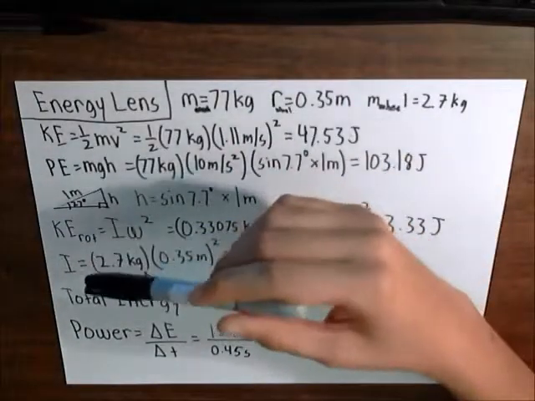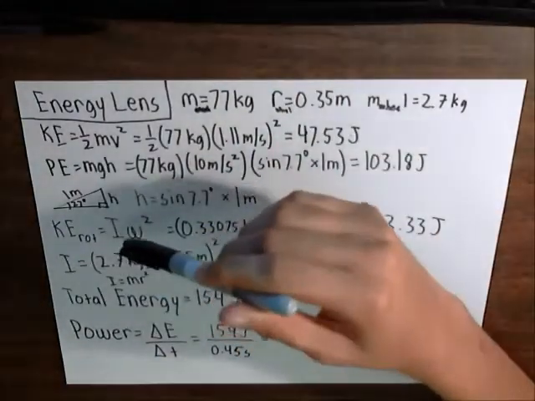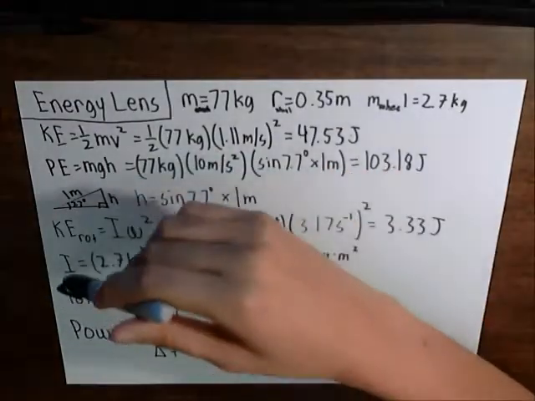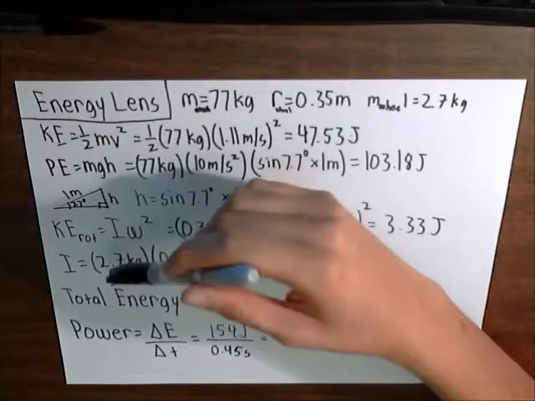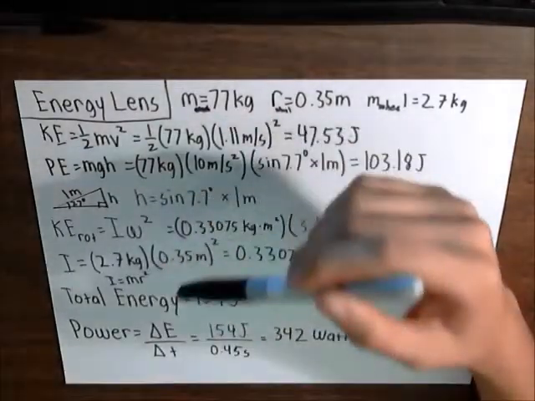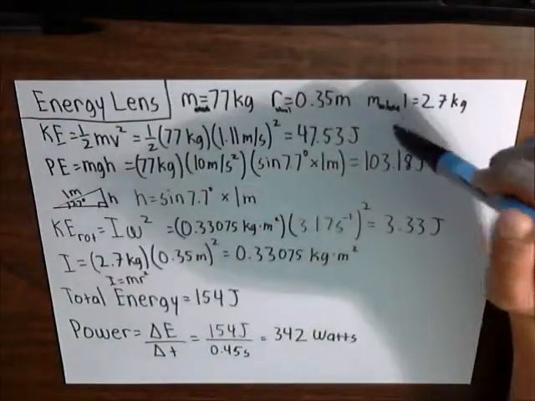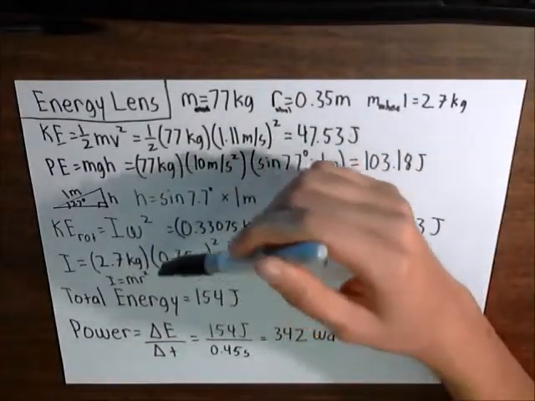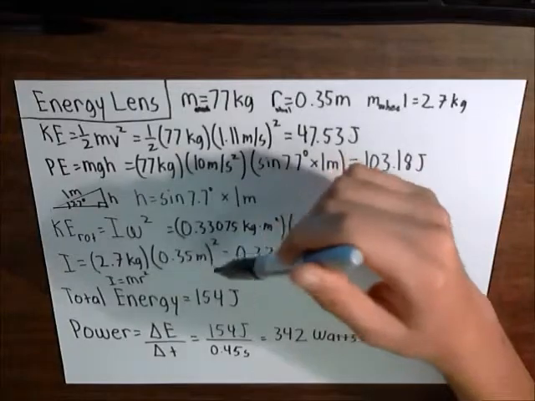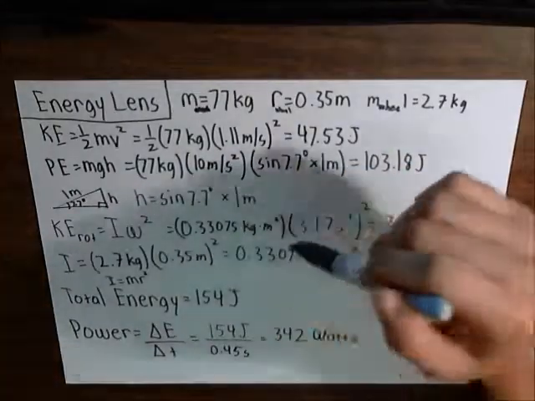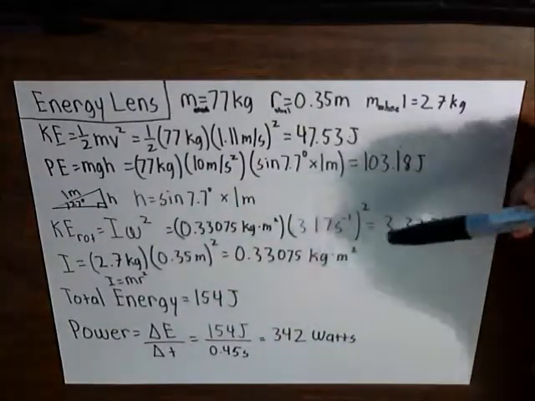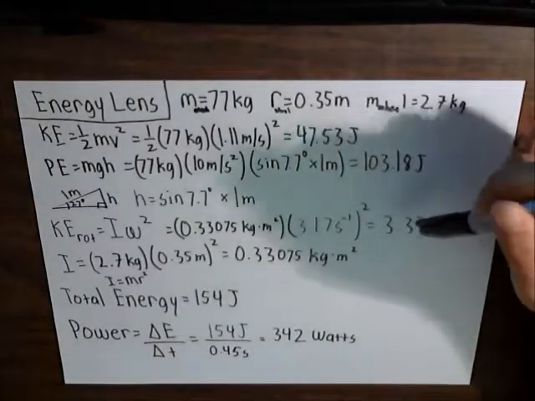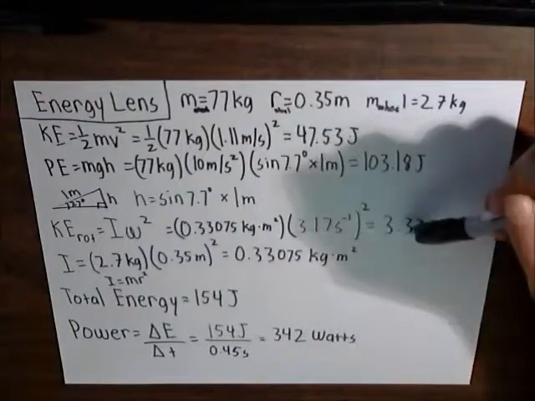Now the kinetic energy of rotation can be found by multiplying the moment of inertia times omega squared. So moment of inertia could be found by mass times radius squared. So we know that the mass of one wheel is 2.7 kilograms, and then we multiply that to 0.35 meters quantity squared, and we get our moment of inertia, and we multiply that to our omega, which we found earlier, squared, and we get 3.33 joules.